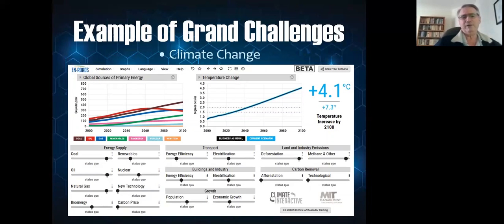And as you increase, for example, energy efficiency, you'll change the patterns of energy use shown in the left-hand graph. And on the right-hand graph, you'll see that the temperature will change because of different uses of energy. And this is a very dynamic model and a very easy way to show the impact of various policy decisions.